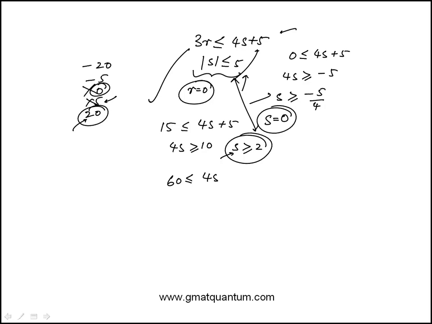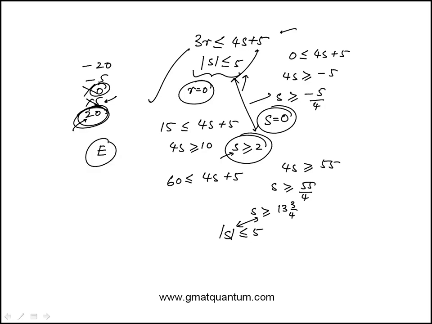You'll see this. So that means 4s is greater than or equal to 55. s is greater than or equal to 55 over 4, which is 13 and 3/4. But our condition is that the absolute value of s has to be less than or equal to 5. So there's no common value here that would satisfy this, which means r cannot be equal to 20, and that's the answer, which is choice E.